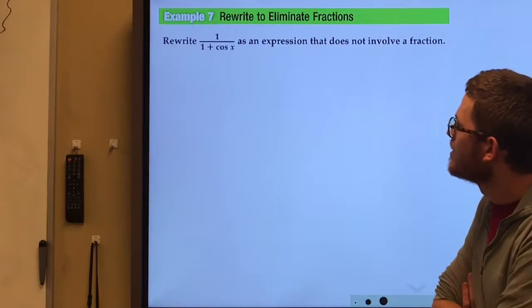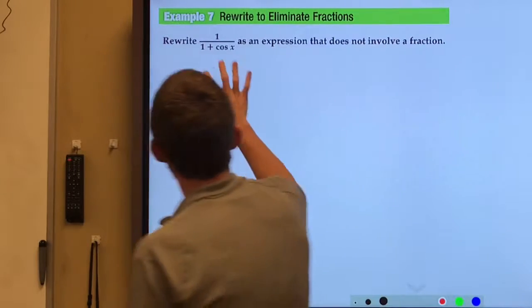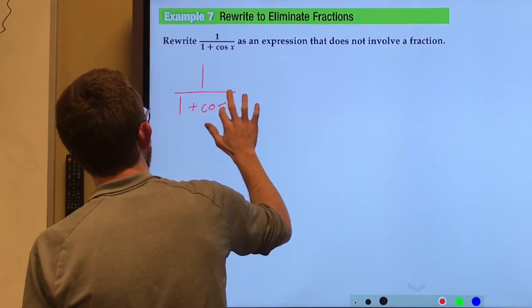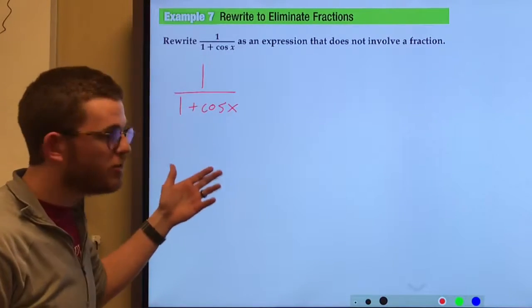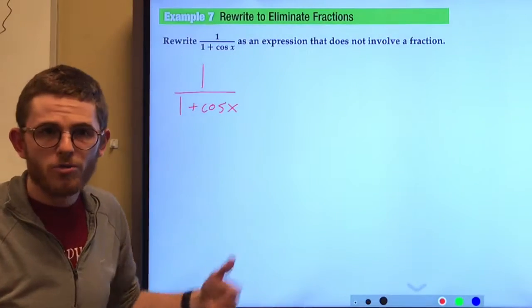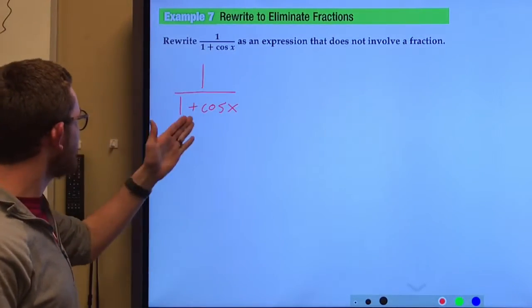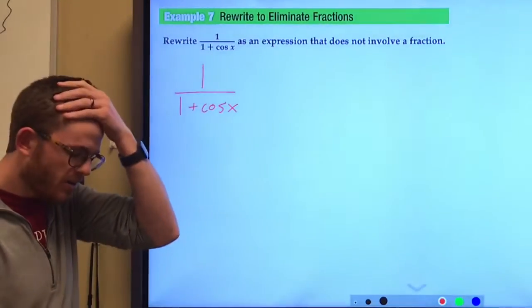Well, take a look at this thing here. It doesn't give us a whole lot to start with. If I write it out, 1 over 1 plus cosine of x. I mean, changing cosine to be 1 over secant really doesn't get me anywhere. That's creating more fractions, and I've got this addition here, but it's not Pythagorean because it's not cosine squared.